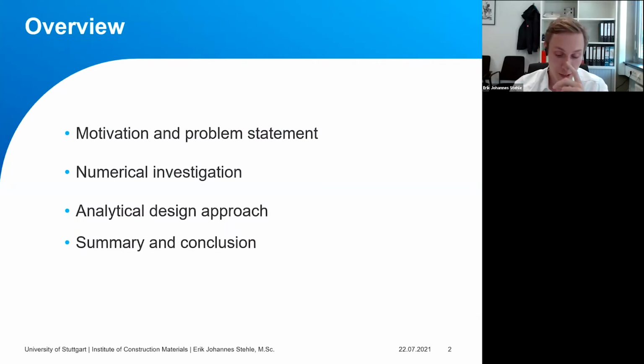So first of all, I will give a little motivation and problem statement, and I will then turn to the numerical investigations itself and the numerical results. In the end, I will talk a little bit about an analytical design approach which uses the methods provided by the Eurocode for such anchor configurations. And in the end, it gives a little summary and conclusion.